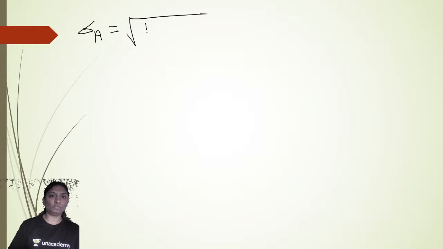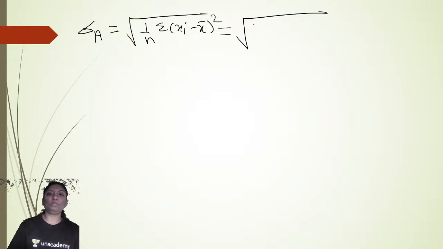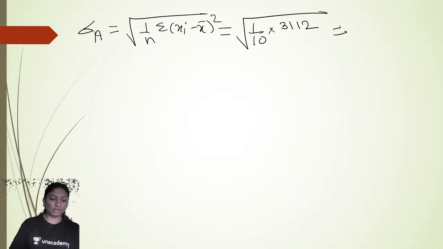So square root of 1 upon n into summation of xi minus x bar bracket square, which is equal to square root of 1 upon n. N है हमारा 10. So 1 upon 10 into summation of xi minus x bar आ गया 3112. So everybody, we have to use the calculator. So मैं यहाँ पे कर रही हूँ calculator पे. Okay, so you will get root of 3112 upon 10 is equal to 17.609 is the standard deviation for batsman A.